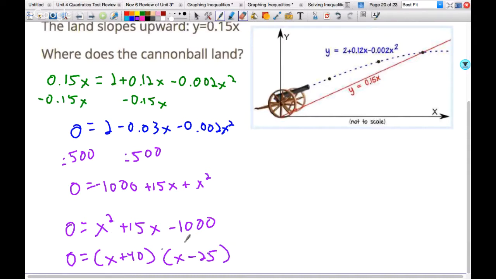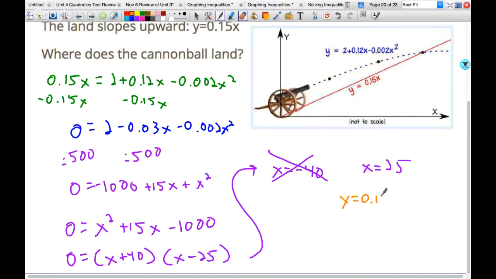All right, this gives us x equals negative 40 and x equals 25, but we can rule this out. There's an extraneous solution. We only want the positive answers. Let me plug in 25 for x in our second equation, y equals 0.15 times 25, 3.75. So y equals 3.75.